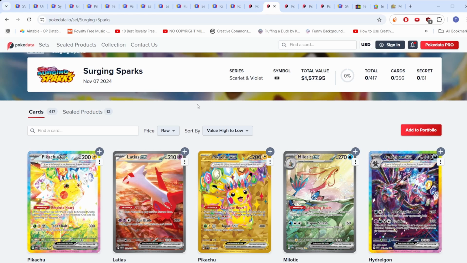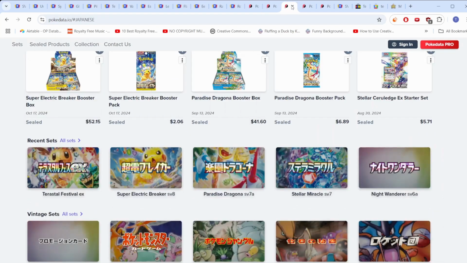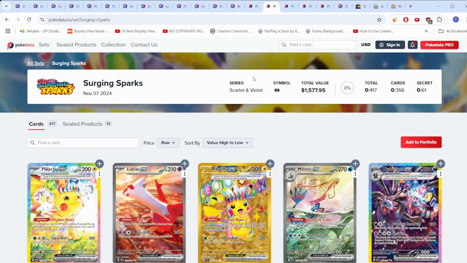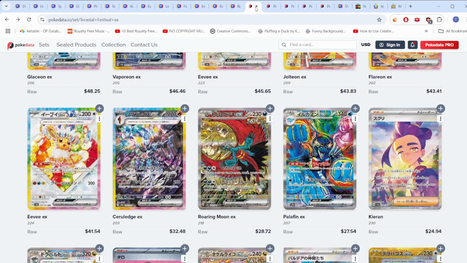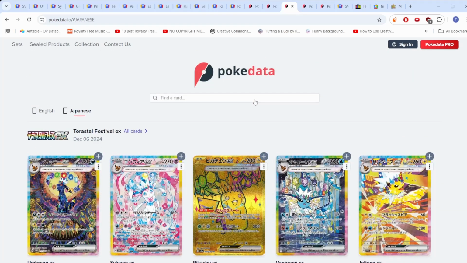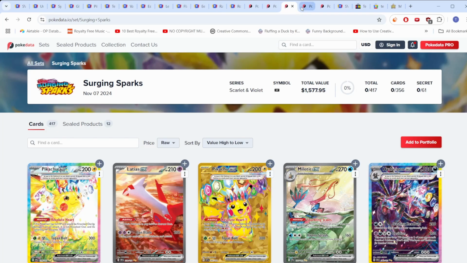You get like four Super Electric Breaker, so that's just kind of crazy. But yeah, since I said sometimes you can base yours on, all you really have is the historical data you have. So sometimes what I'll do is look at the prices of the Japanese and English counterparts and see how things do.